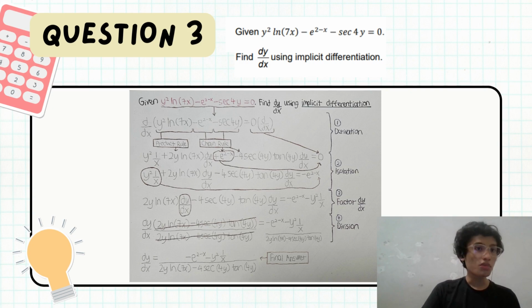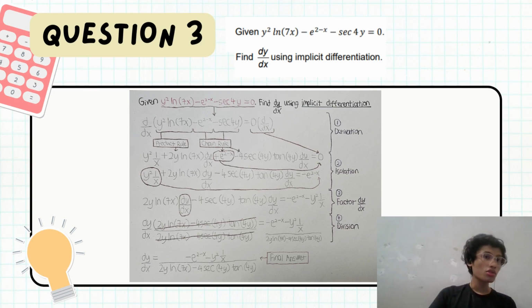And then next we take the negative e^(2-x), then apply the chain rule to become plus e^(2-x). We do the same with the negative sec 4y, applying the chain rule to become negative 4 sec 4y tan 4y dy/dx. And then we bring the 0 to the bottom to become equal 0. So that's the differentiation step.